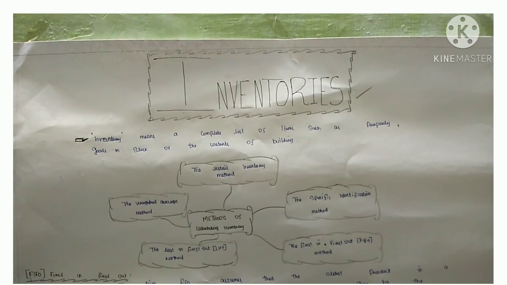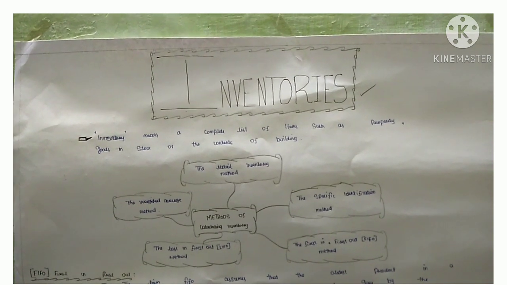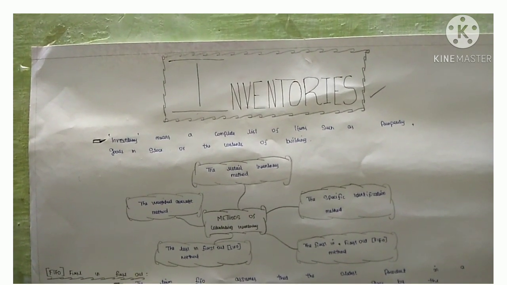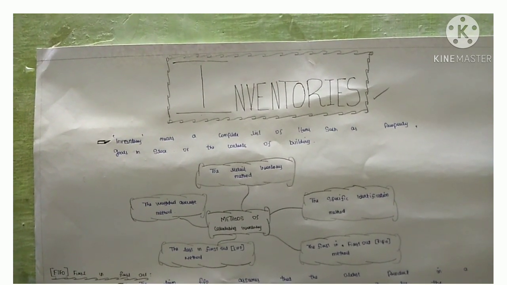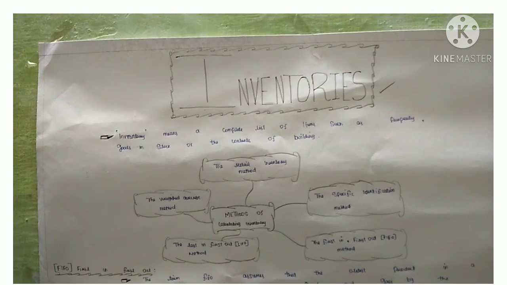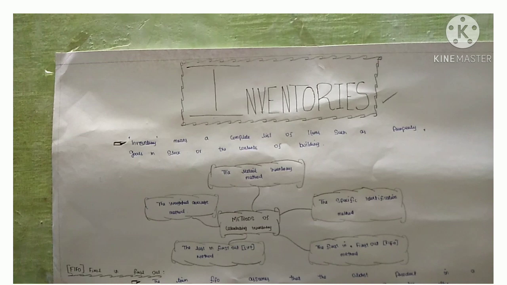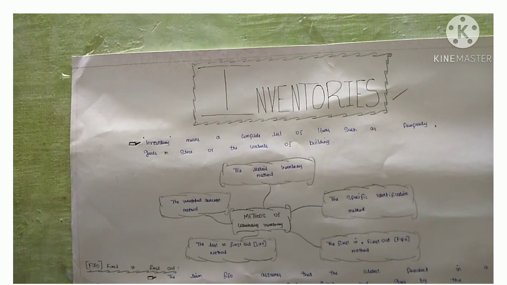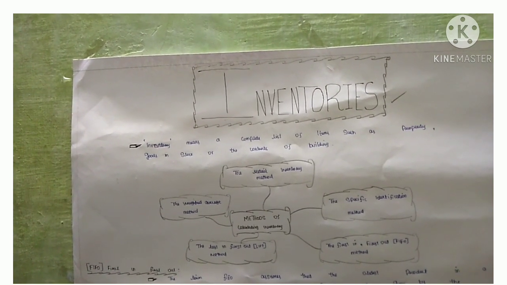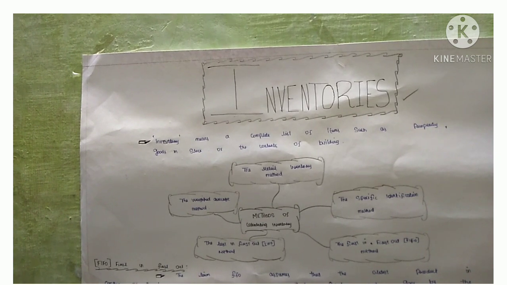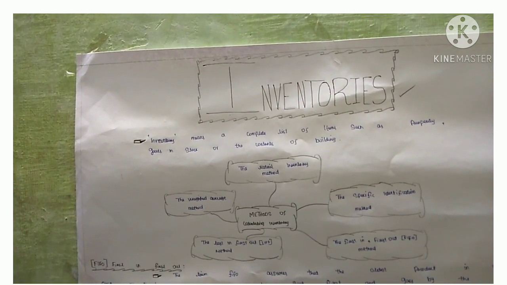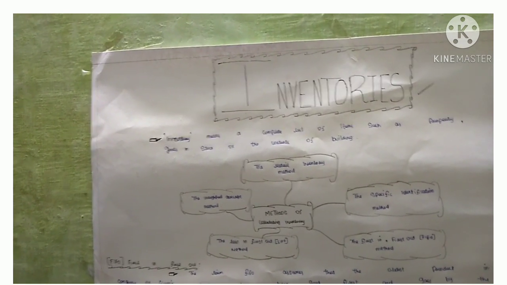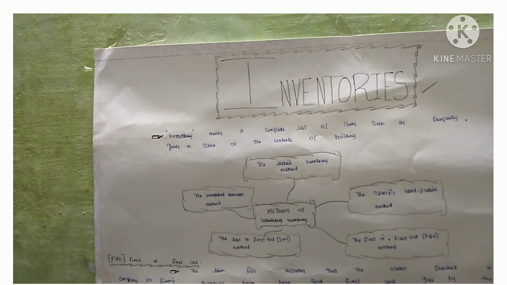Okay, I will explain the methods of calculating inventory. There are 5 methods to calculate inventories. The very first is the retail inventory method, and the second is the specific identification method. The third is the first in first out FIFO method, the fourth is the last in first out LIFO method, and the fifth is the weighted average method. These are the methods for calculating inventories.